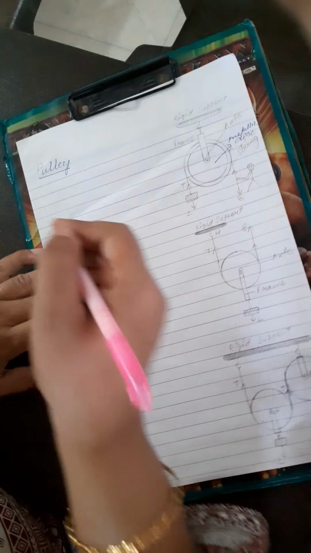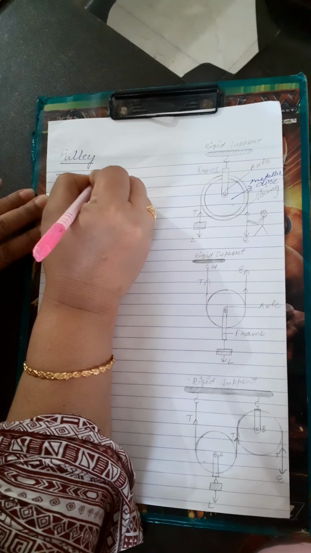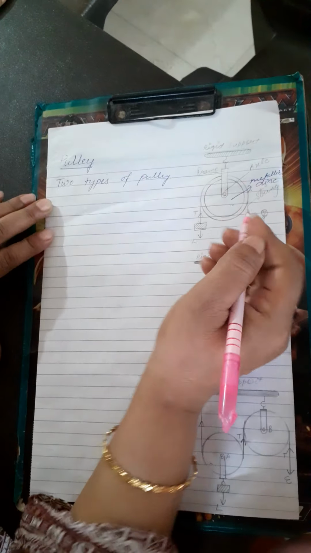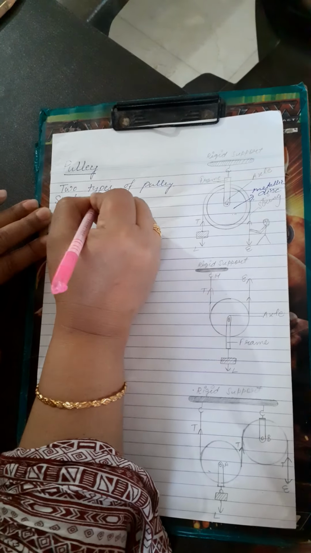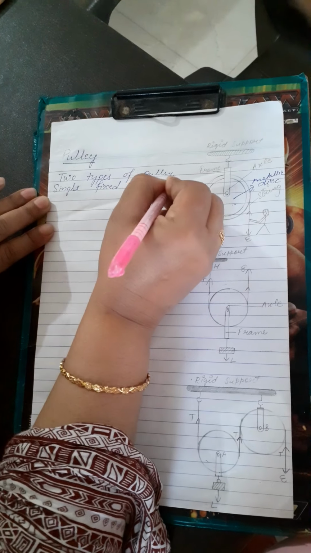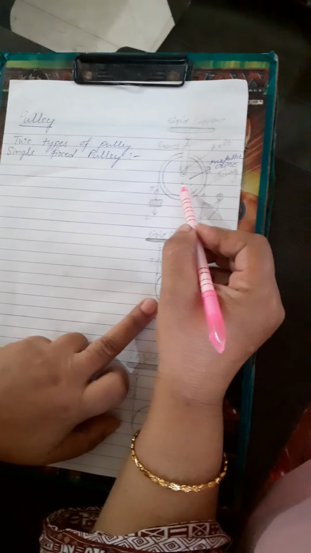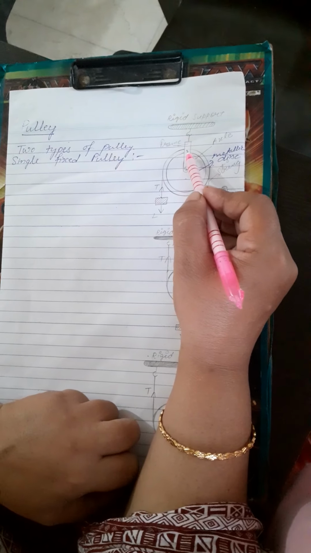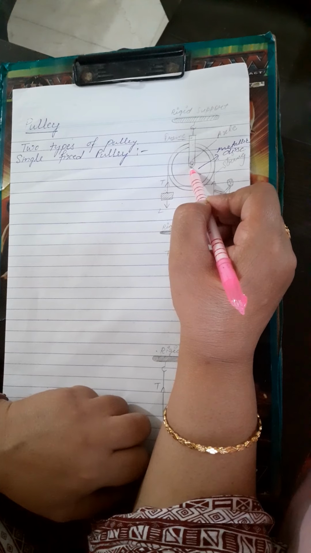Now there are two types of pulleys. Two types of pulleys are there: single fixed pulley and the second one is a single movable pulley. Single fixed pulley, first of all we will discuss this one, beta. Single fixed pulley means one whose axis of rotation is fixed to a rigid support.